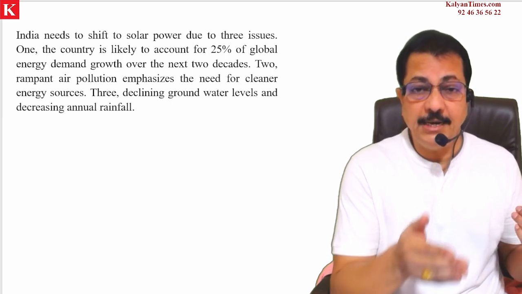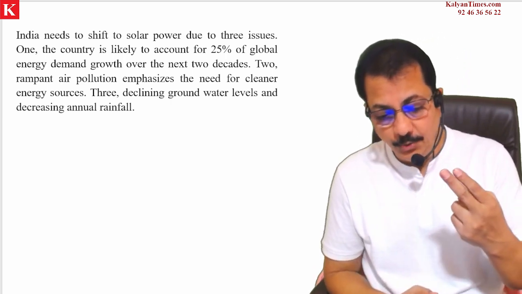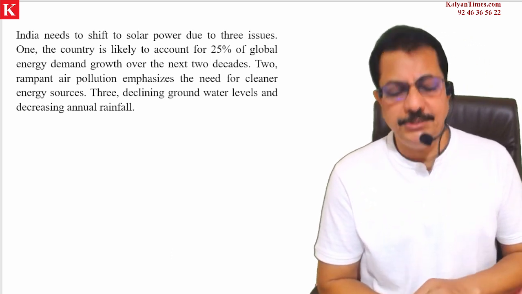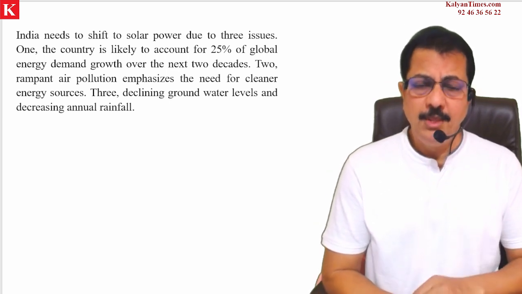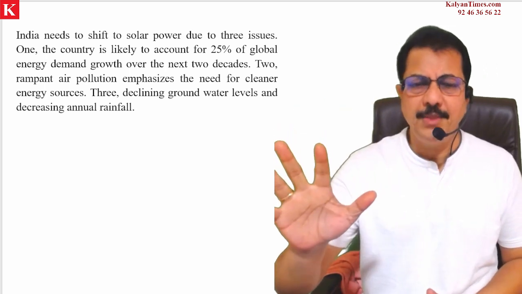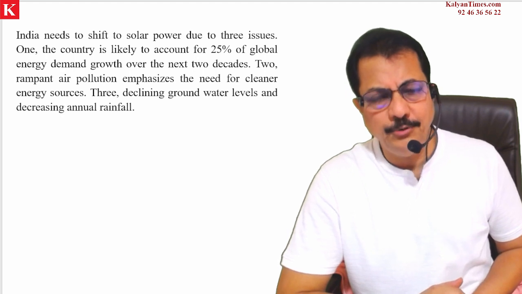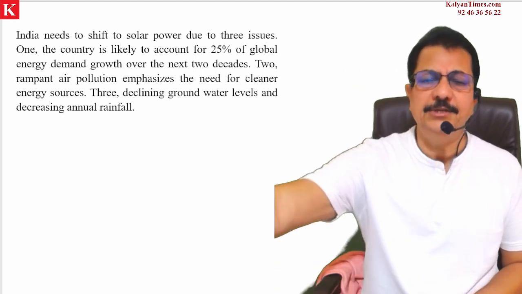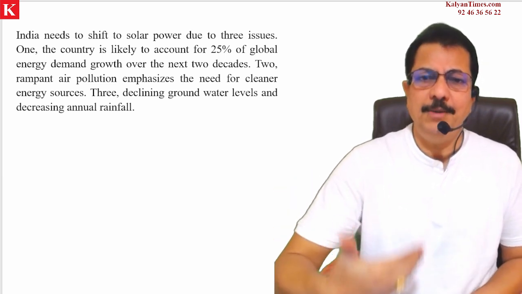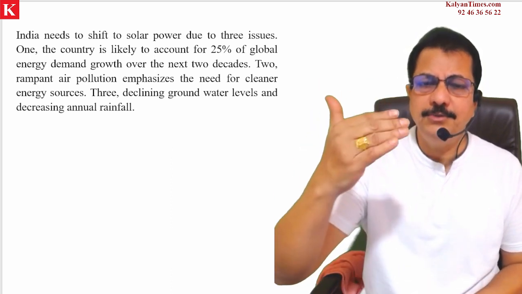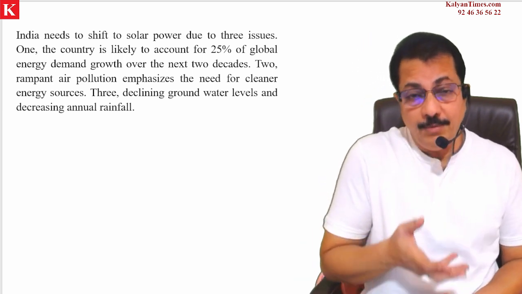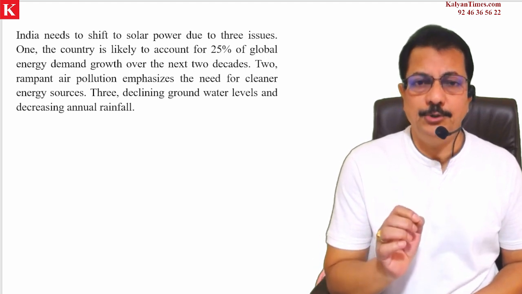And these are the figures at the global level. Clear? Number two, rampant air pollution emphasizes the need for cleaner energy sources. Right? As I told you, when you are using these fossil fuels, that is leading to lots of air pollution that is affecting all the living beings on the earth, not just human beings. Clear? So obviously, you have to reduce your dependence on fossil fuels so that you can reduce the air pollution levels. For this reason, you need to go for renewable energy, and that is possible through solar energy.